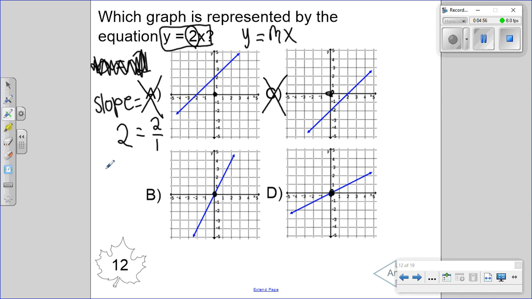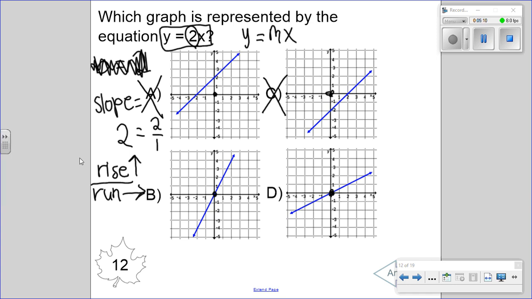So I just want to write this out as a reminder. Slope is our rise over run. Rise is how far up you go. Run is how far to the right you go. So now we can get started. So we're looking at choices B or D.